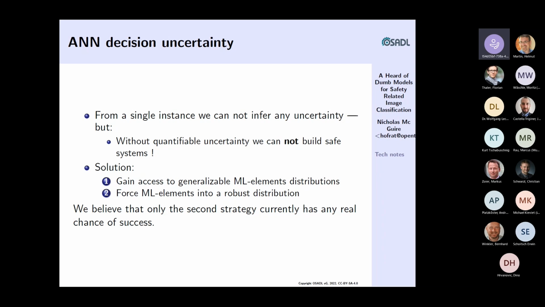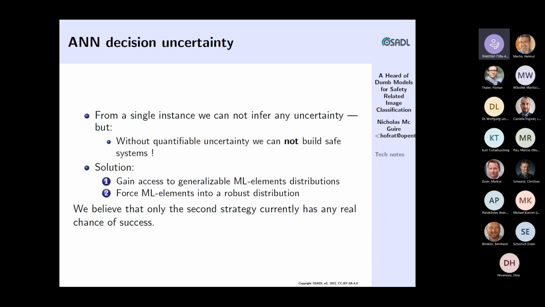Or we have to find ways how we can force machine learning elements to be statistically well behaved. Currently, I personally think that the second path is definitely the one that's more realistic for now. There's a wealth of literature on how to gain access to understanding machine learning that goes back all the way to the symbolic AI era, and even for the new machine learning, deep learning approaches. You can find quite a lot of publications on this topic.